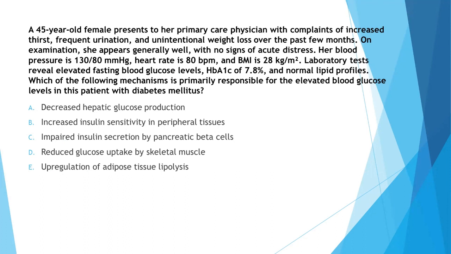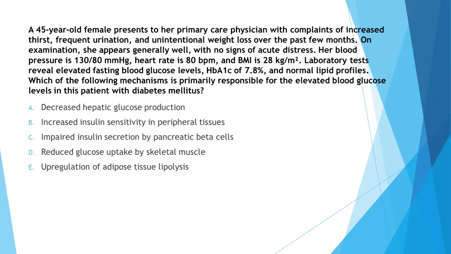But now we need to determine is it type 1 diabetes mellitus or type 2 diabetes mellitus. Here we can see that there is a lack of information about autoimmunity, and if it were autoimmune, it should have started at a very young age. So this is typically a case of type 2 diabetes mellitus. So what is the pathophysiology behind type 2 diabetes mellitus?